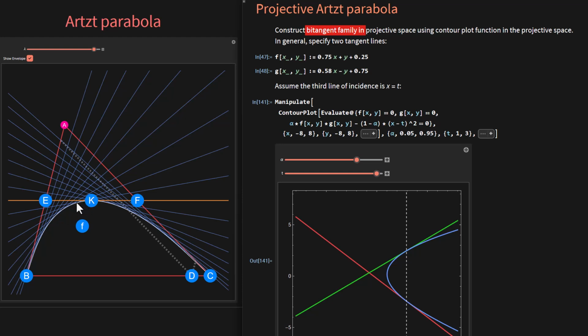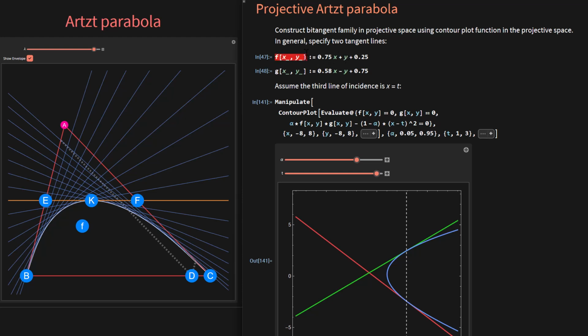But in general, this type of curve is called a bitangent family. We only require that it's tangent to AB and tangent to AC, and we can specify the tangent point in the general case. So how can we do that? Let's do an experiment. First, define the first tangent line, number 1, and the second tangent line. And xy is in projective space.